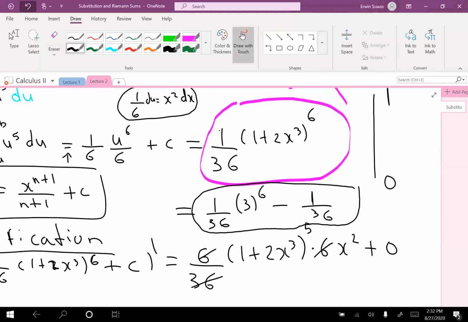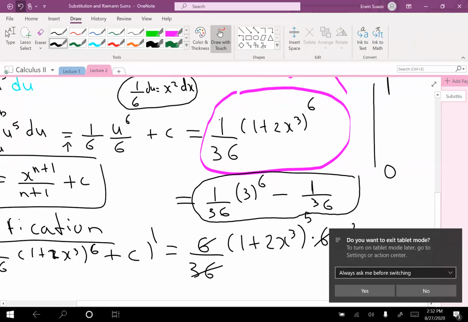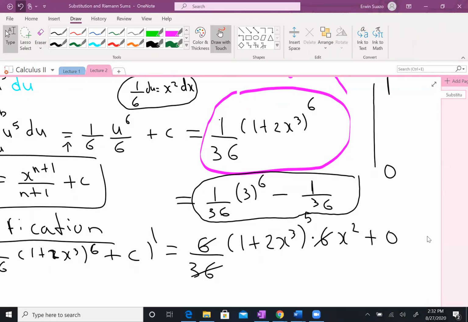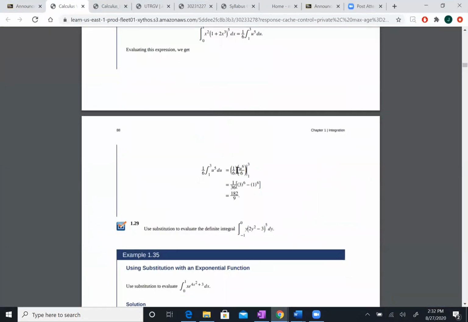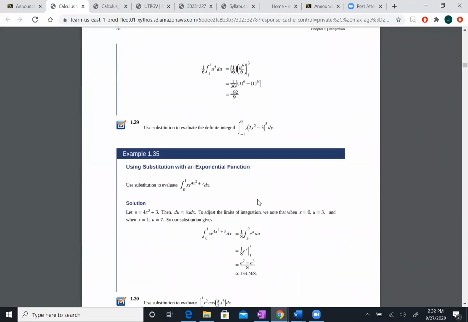Because people can just put these integrals in the calculator, like the Hewlett-Packard, it's not fair for the other students. So everybody's on the same condition. So this is the answer. You can plug it in your calculator if you want, and we will get the same answer. That's the book. The answer of the book is this one: 1 over 36, 3 to the 6 minus 1 over 6. I just put the 1 over 36 in these two, and then it is the same answer.